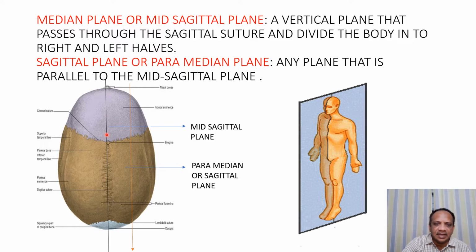Now, any plane parallel to this median plane is called a paramedian or sagittal plane. The sagittal plane also divides the body into right and left halves, but not into equal halves. The median plane divides the body almost into equal right and left halves.